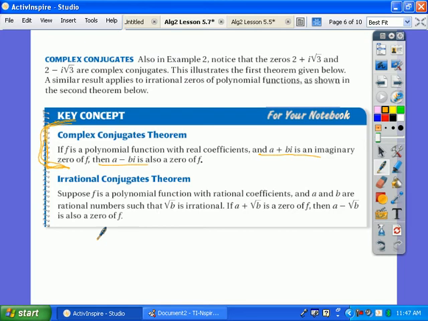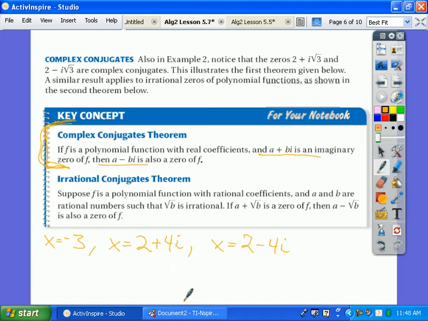So for instance, if I told you that for a given polynomial, one of the solutions is x equals -3, and one of the solutions is x equals 2 plus 4i. Well, if one of the solutions is 2 plus 4i, then this theorem tells me that there must be another solution, because complex solutions always occur in pairs. And what is the other solution? It is x equals 2 minus 4i. Right? Those are conjugates of each other.